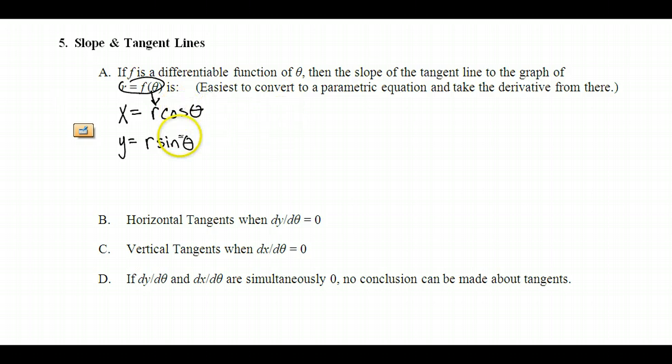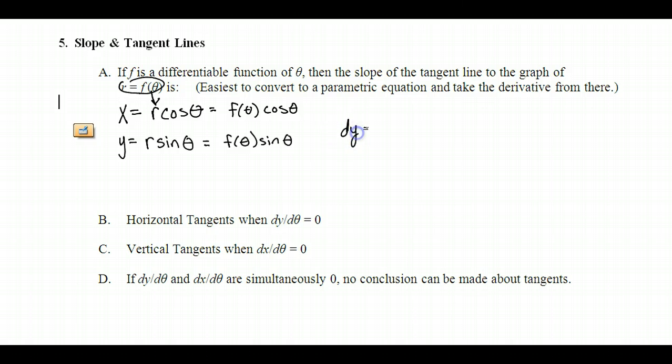So if I take the derivative of a parametric equation, this r, remember, is going to be something in terms of theta. So I can write this out and say, well, I know x is f of theta times cosine theta in the long run, but really that f of theta is equivalent to r. And then same thing, y is equal to f of theta times sine theta.